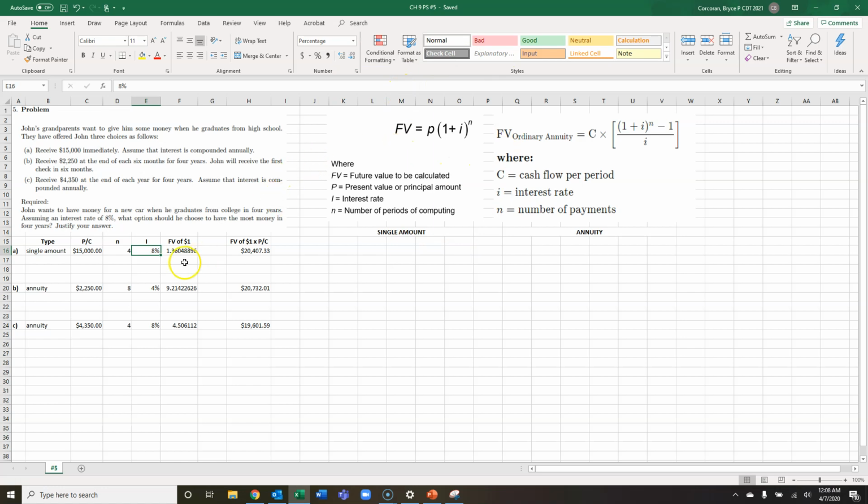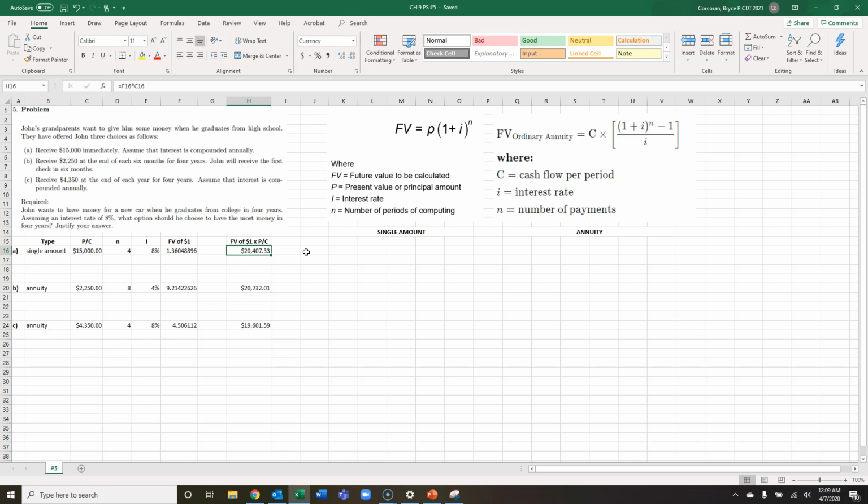So shown here is the formula for single amount. So what I did is I found the future value of $1, and that was using this equation. So it'd be 1 plus 0.08, the interest rate, to the 4th power, which would be your N. And once I had that, all I had to do was multiply the principal by the future value of $1, so 15,000 times 1.36, and then you got his future value at the end of those 4 years, which would be $20,407.33. So that's how you do it for a single amount or simple interest.